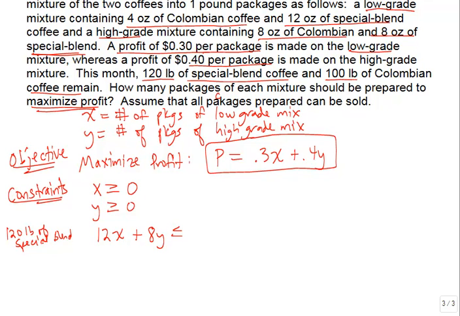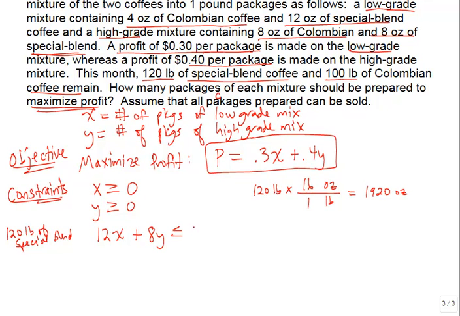Now, a little bit of units going on here is going to cause us some confusion. This 12 and this 8 are ounces, and 120 is pounds. So we have to do a little bit of unit conversion here. 120 pounds, we need to convert that to ounces. If I'm using ounces on the left side, which are the 12 and the 8, I need to use ounces on the right side. So how many ounces in a pound? Well, there's 16 ounces in 1 pound, and 120 times 16 is 1,920 ounces.